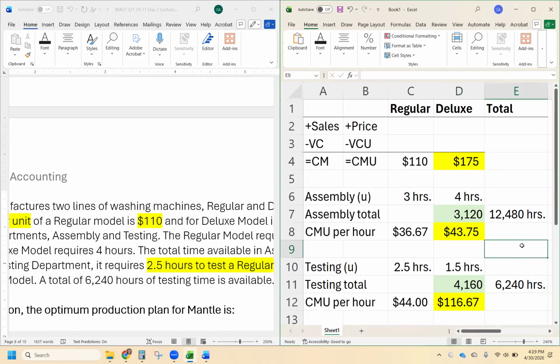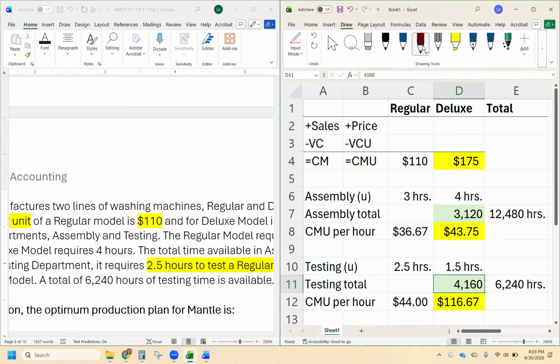Alrighty, so this is the constraint here. That's the number we can make. We can't make that many because even though we have enough time to test that many units, we don't have enough time to make that many because of the assembly. So the assembly hours are the constraint here. That's the maximum number of deluxe models that we can make, 3,120. That's the answer to the question: 3,120 units of deluxe. So this is what we'll make.